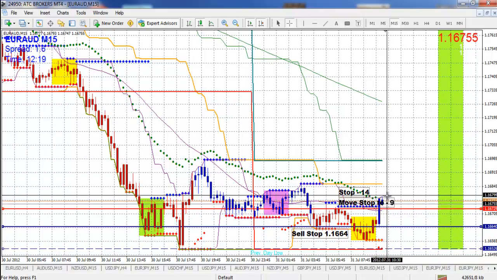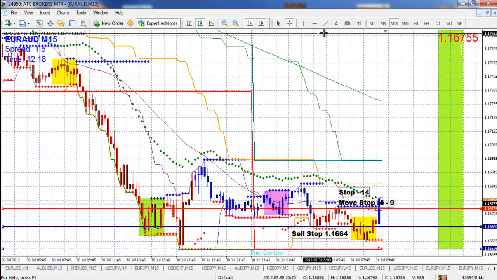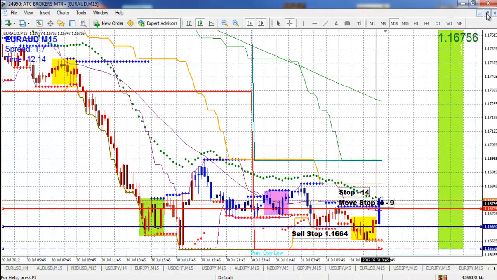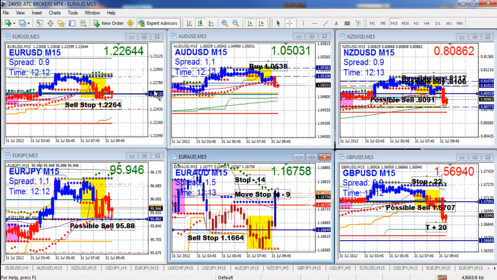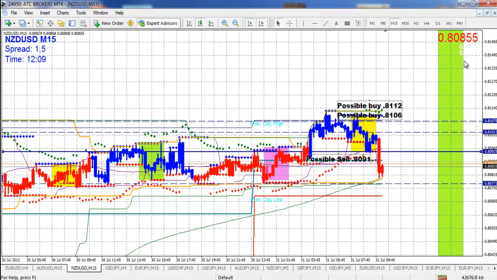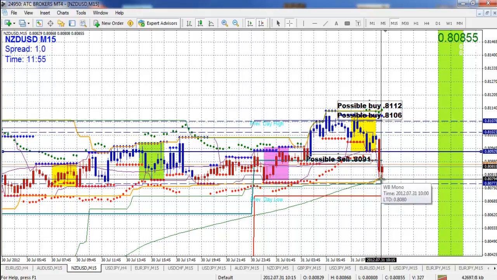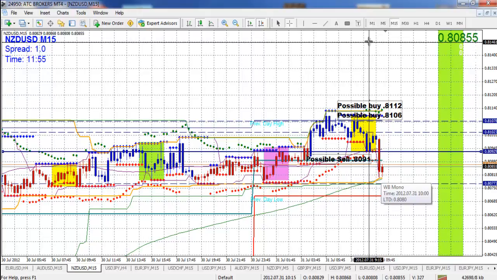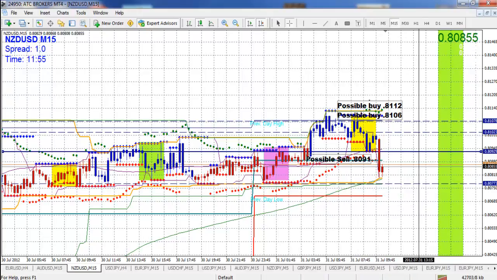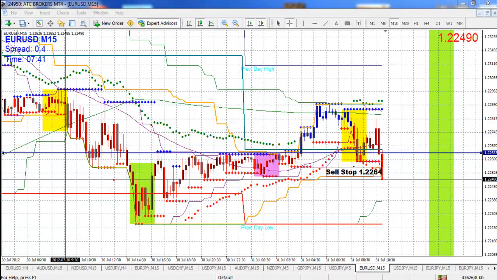I'd like to see this Euro Aussie cycle up as high as possible, and maybe in the US session or tomorrow start shorting once again. Okay, so we'll check back in a little while to see how our trades go. I also had a setup for the New Zealand dollar, with a possible sell stop at 80.91, and you can see that we didn't trigger here. We didn't put it in because we were still in the pound and Euro Aussie at the time. This trade would have made 10 pips. So we'll check back there in a little while to see how our trades go.